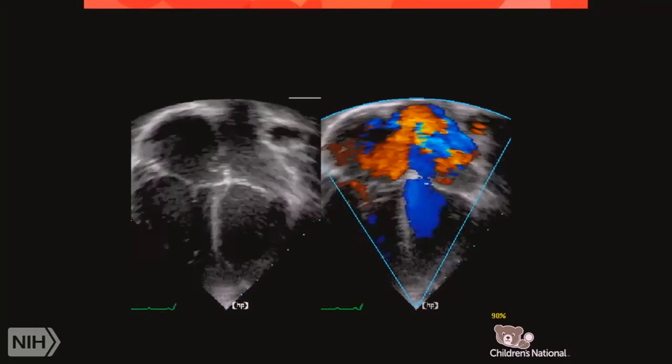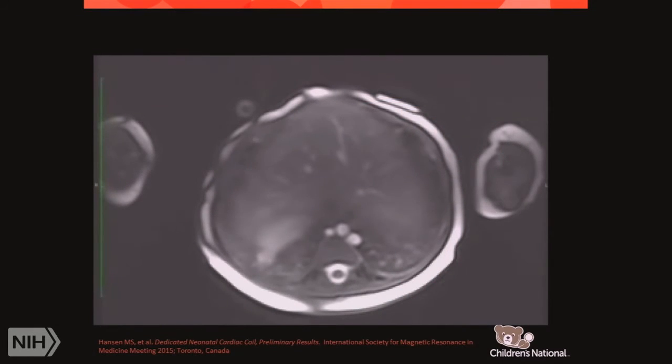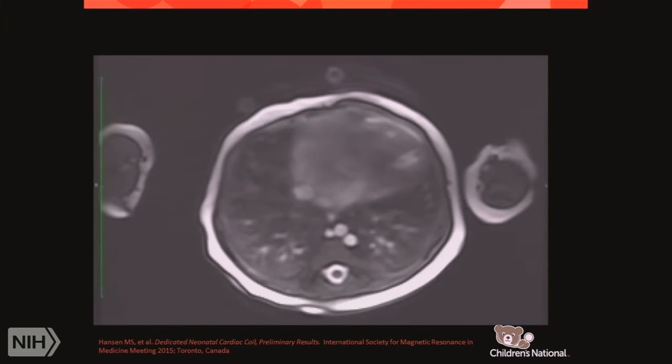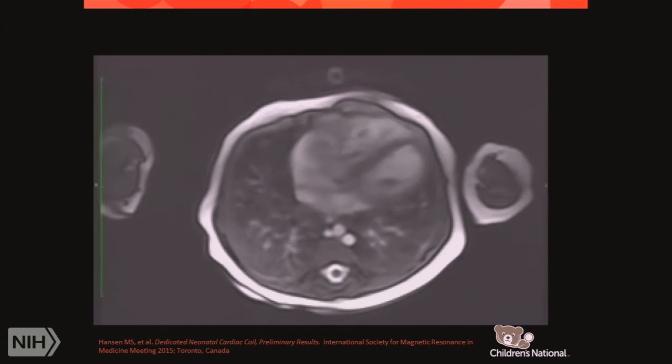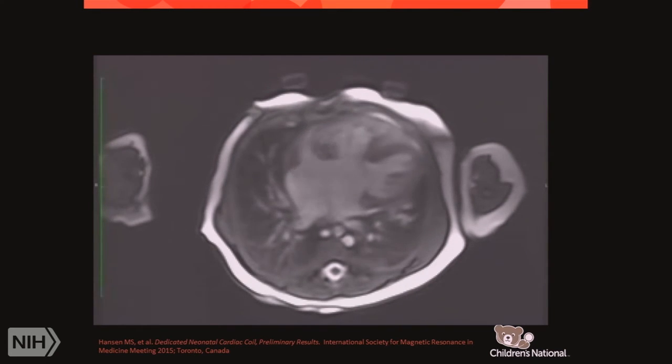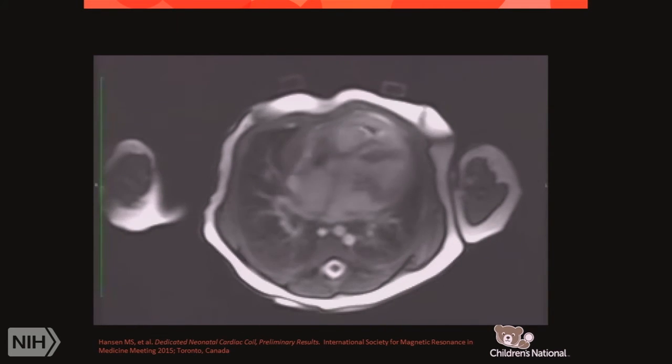We can see septal defects, we can see valve leak. Echo is great, but frankly, congenital heart disease occurs in 3 dimensions, and we really need to understand the relationships of each of the different features of the defect to each other. So enter magnetic resonance imaging.